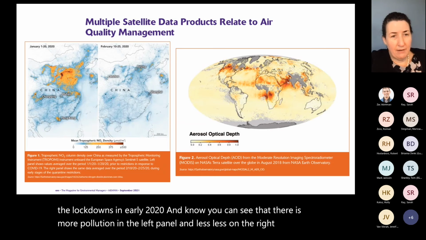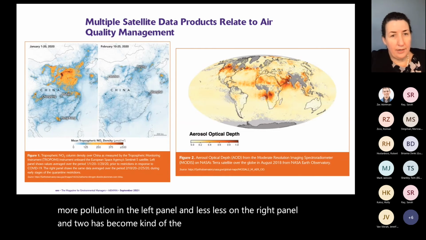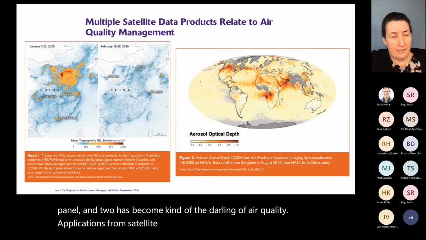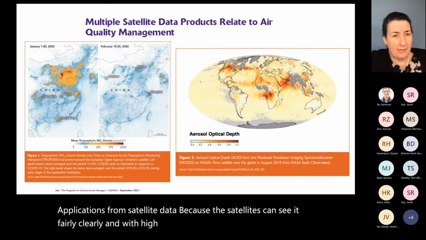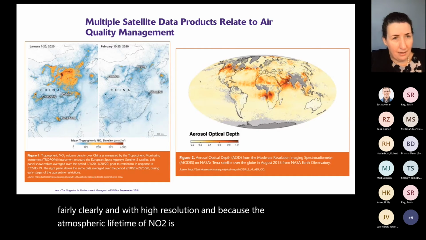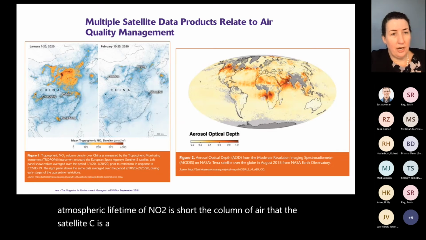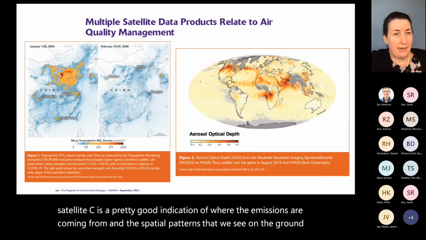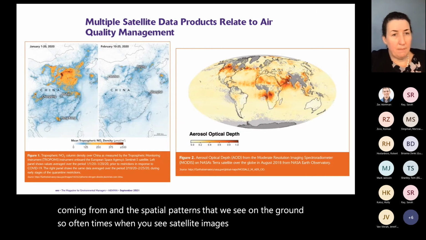NO2 has become kind of the darling of air quality applications from satellite data because the satellites can see it fairly clearly and with high resolution. And because the atmospheric lifetime of NO2 is short, the column of air that the satellites see is a pretty good indication of where the emissions are coming from and the spatial patterns that we see on the ground. So oftentimes when you see satellite images of air pollution, it ends up being NO2.